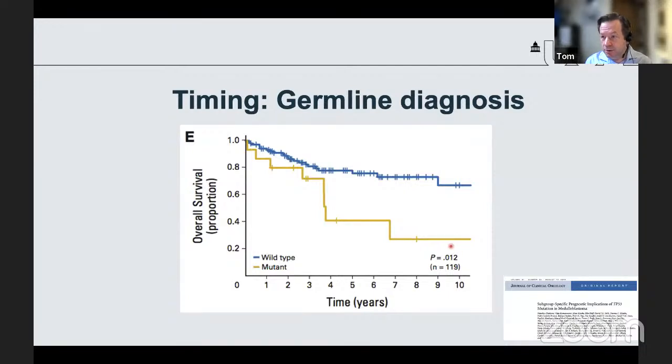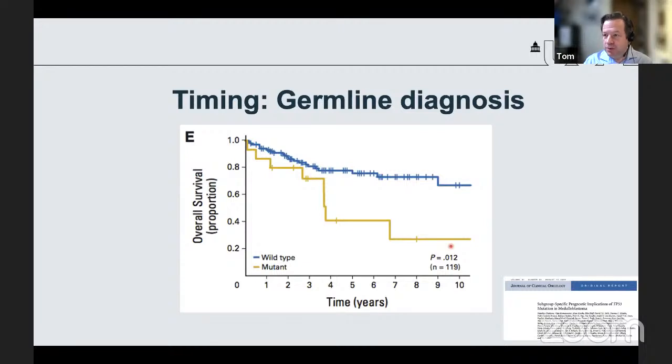So the children who are sonic hedgehog activated and P53 mutant have an appalling prognosis. In principle, they need much more escalated treatment than their wild type counterparts. But 50% of those children that are mutant in their tumor will be mutant in their germline. So they are undiagnosed or unrecognized Li-Fraumeni patients. And then you've got the implication of what you do with that when you're giving them very aggressive chemo radiation.